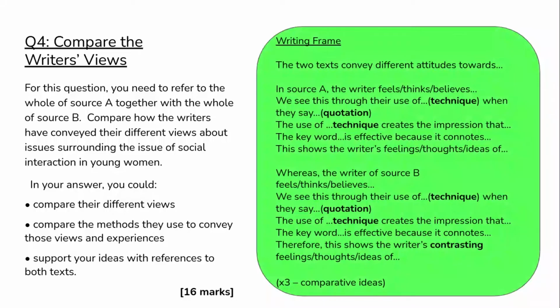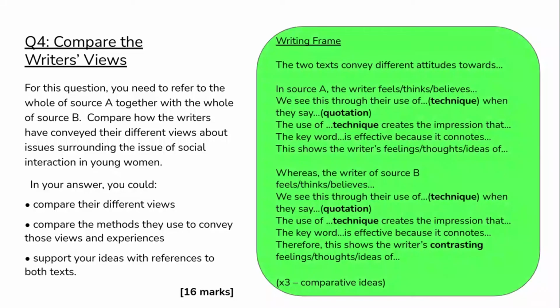We see this through their use of technique when they say quotation. The use of technique creates the impression that keyword is effective because it connotes this shows the writer's feelings/thoughts/ideas of. Now it's the same usual process of language or method analysis, petal paragraph stuff there. Now my students like to call these petal paragraphs because you would then do the exact same thing about source B. Whatever works for you, but that is essentially what you are doing, analyzing the methods used by the first source and then contrasting these with the second.